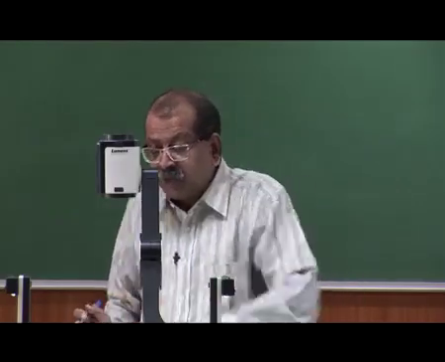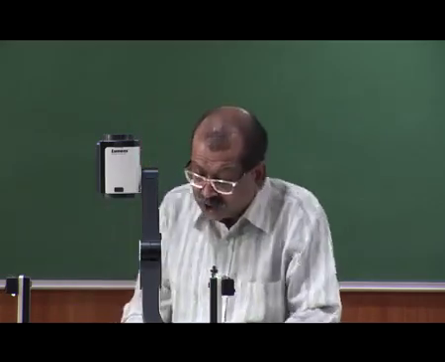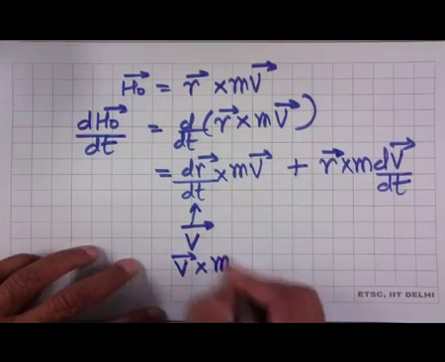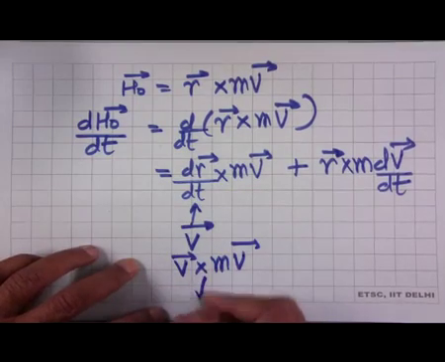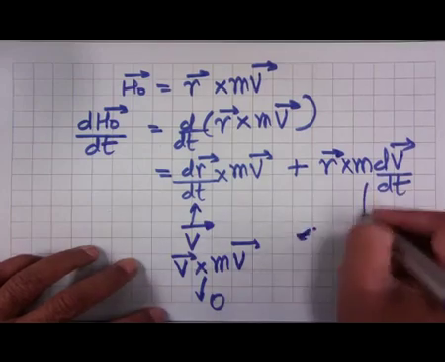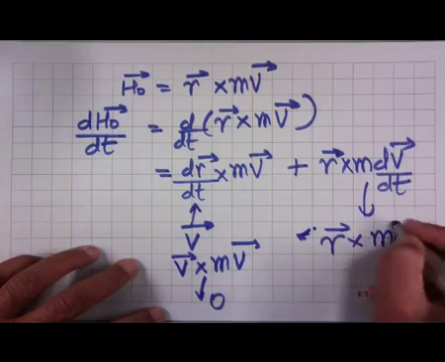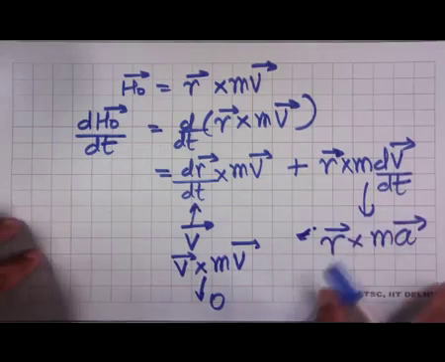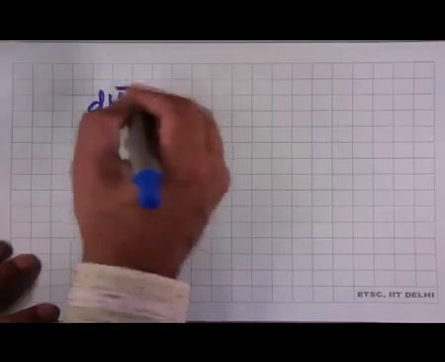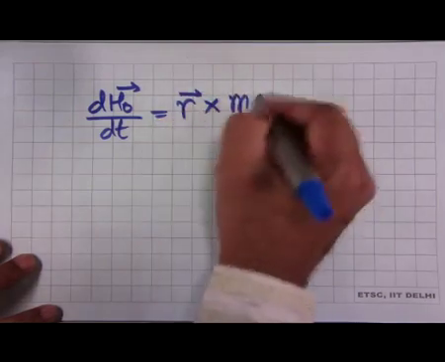Now, dr by dt is nothing but the velocity vector. The change in position vector with respect to time from a fixed origin is the velocity. So, this first term becomes v cross m times v. Therefore, this becomes equal to 0, and the second term becomes r cross m times dv by dt, which is nothing but a. So, what we get is dH0 by dt is equal to r cross ma.